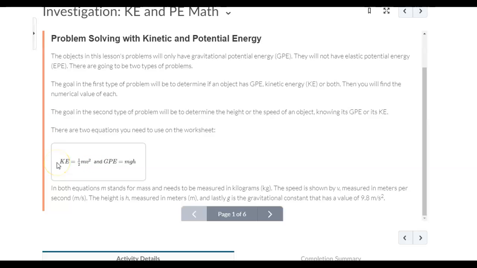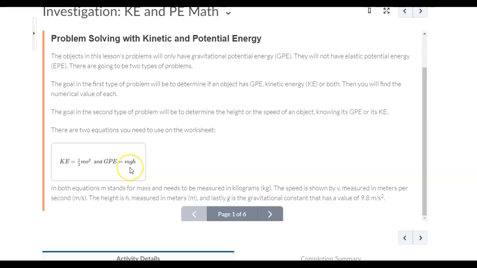So kinetic energy is calculated by half of the mass times the velocity squared. And a lot of students are really struggling with this problem, and it does take a level of math skill to understand the order of operations and doing that correctly. And then this problem for potential energy is mass times the gravitational constant times the height.